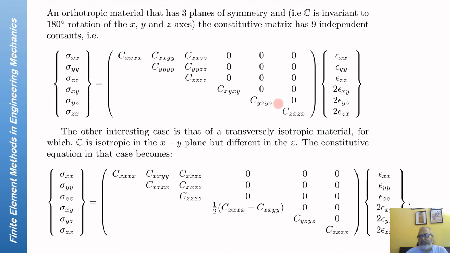And for these materials, the stiffness matrix takes this form, and so C1111, C2222 and C3333 might be different in value, but these quantities will be 0, and there are 9 independent constants that you need to determine: 1, 2, 3, 4, 5, 6, 7, 8, 9. 9 independent constants that need to be determined for this kind of a material.